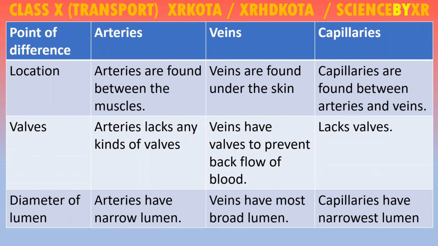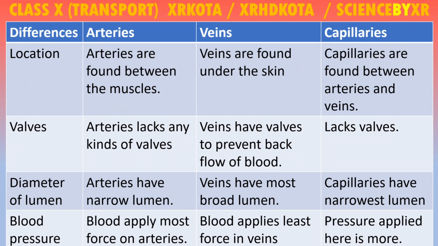Location is done, walls are done, and now the diameter of the lumen. In the previous video, we have seen that the inner lumen is narrow in the case of arteries, broadest in the case of veins, and the narrowest in the case of capillaries. Blood pressure: arteries have a higher pressure, veins have less pressure, and capillaries have the least pressure.